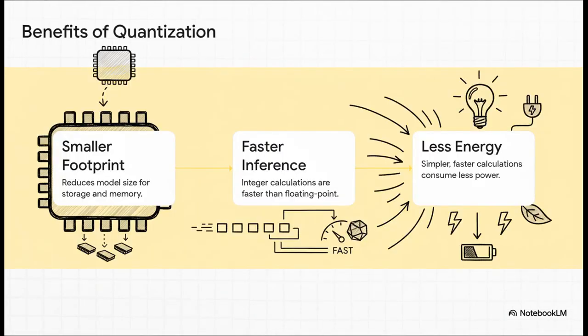And the payoff for doing this is just massive. I mean, first off, the model gets way, way smaller. That's a huge win. But it doesn't stop there. It also gets faster, a lot faster. See, computer chips are just built to handle simple numbers quicker than complex ones. So your AI can think faster. And the third win, it uses less energy. Smaller, faster, and more energy efficient. It's basically a trifecta for practicality.